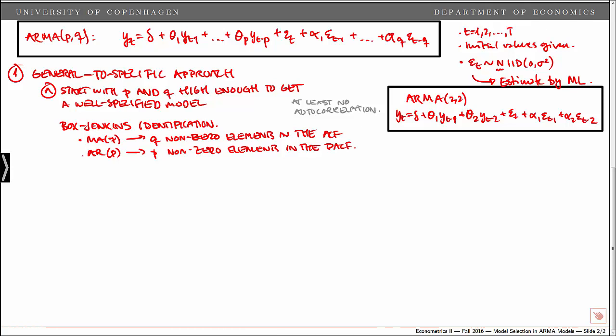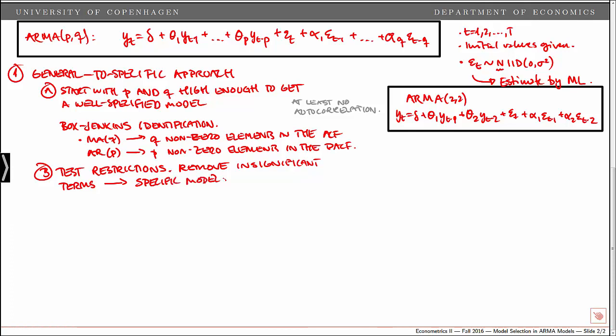Now, the second step of the general to specific approach is to test restrictions and remove insignificant terms in order to get a simpler model. So we impose restrictions on insignificant coefficients, and we end up with a specific model which is simpler than the one we started with and only has significant terms left. So that's the idea of the general to specific approach.